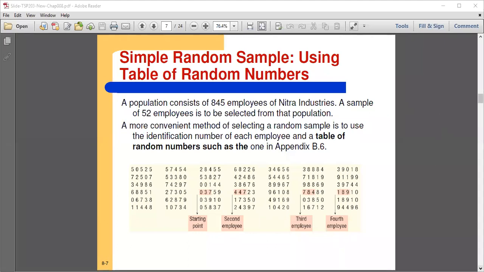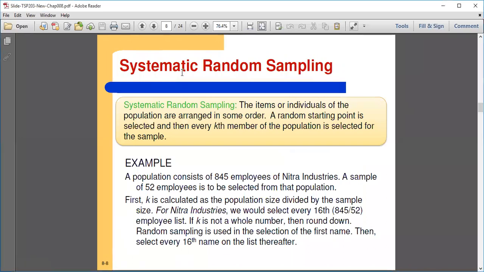So let's move on to the next slide. Systematic random sampling. Systematic random sampling uses the K formula. The K formula is population size divided by sample size.